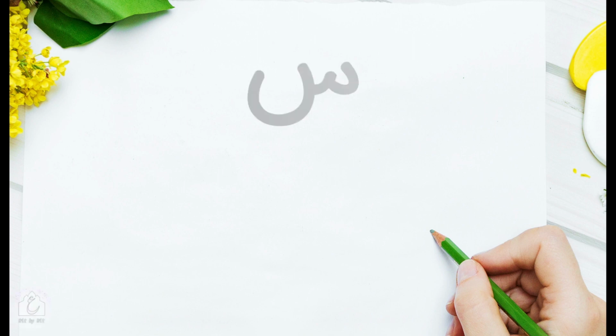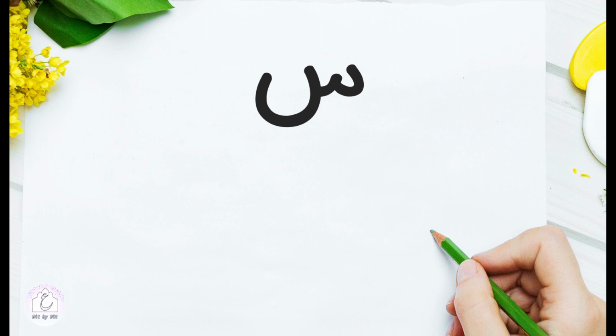And here's its shape in the isolated form. Take a good look at how I draw it. Then try it on your own. We draw two small semicircles, then a big one. Two small semicircles and a big one.